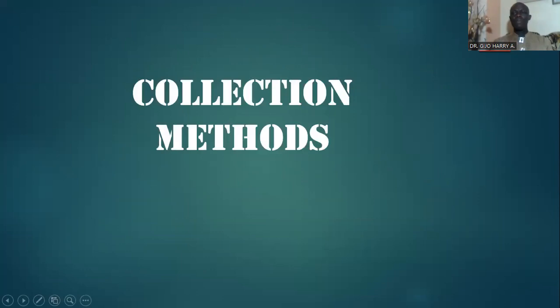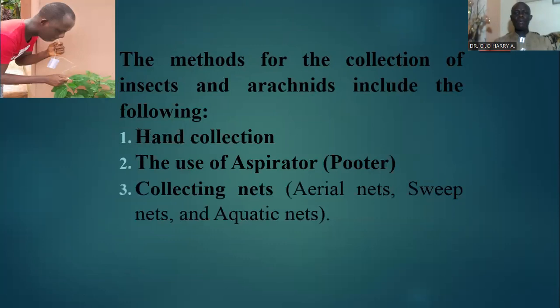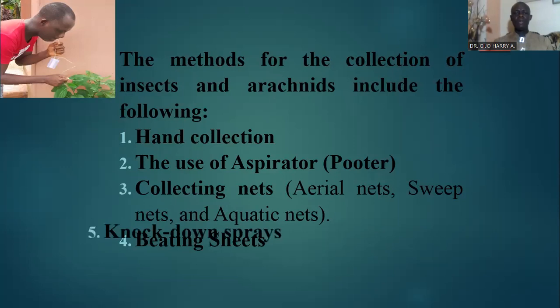What are the methods for the collection of insects and arachnids? The methods include the following. We have hand collection, the use of an aspirator or pooter, and the use of collecting nets, which include the aerial nets, the strip nets, and the aquatic nets. Then the beating sheets are also used to collect insects, as well as knockdown sprays.